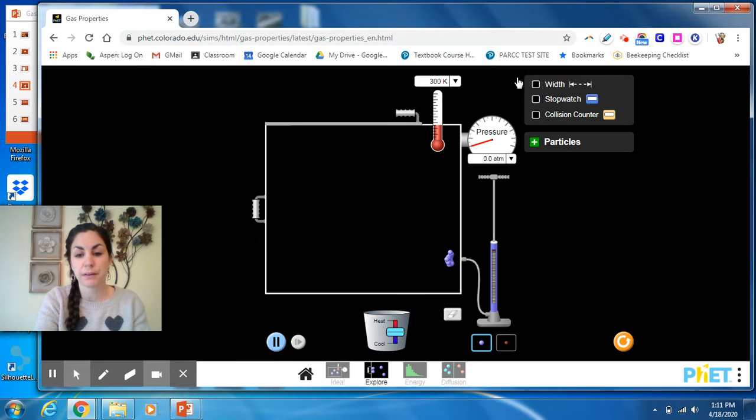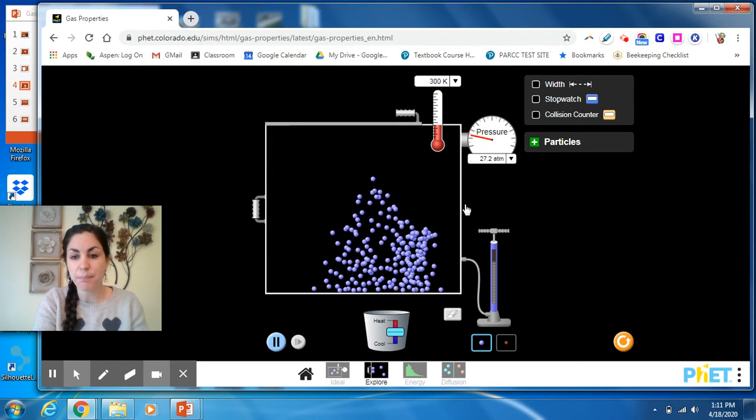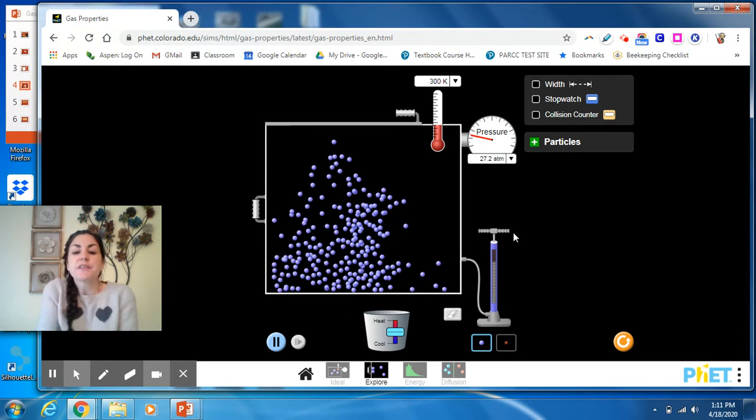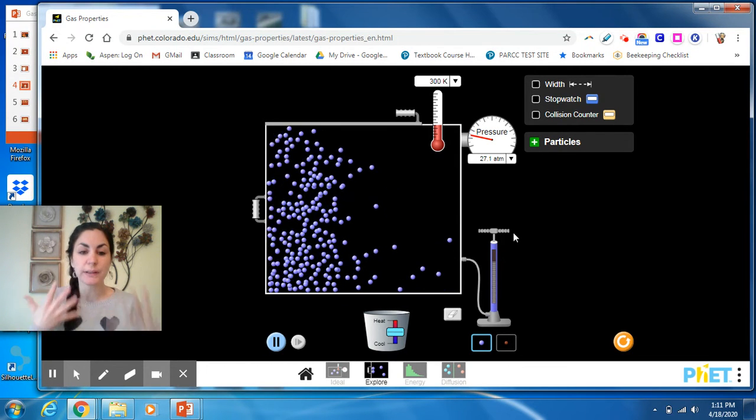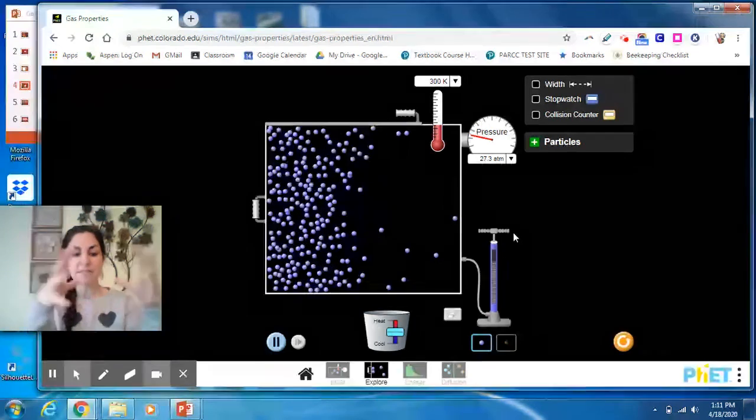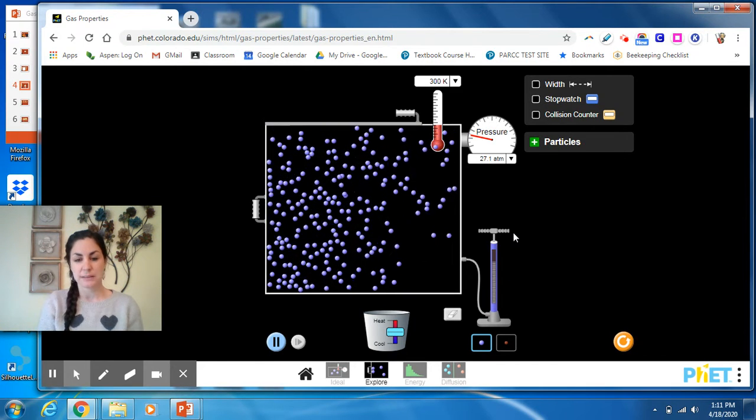But I'm going to demonstrate it to you right here again with this simulator. We'll just pump a little bit of gas inside. You can see the pressure going up because there's more gas going in. The first thing we see right away is that gases move really fast, and they're going to try to fill out and be as far apart from each other as possible.